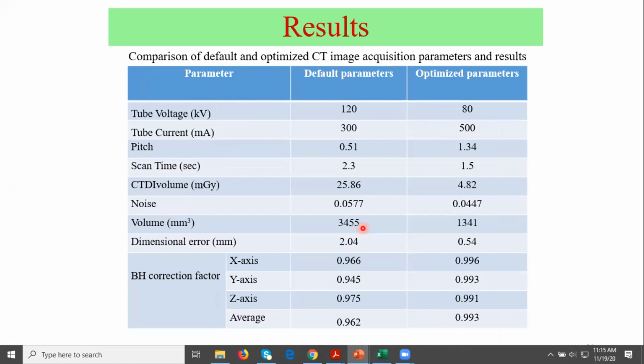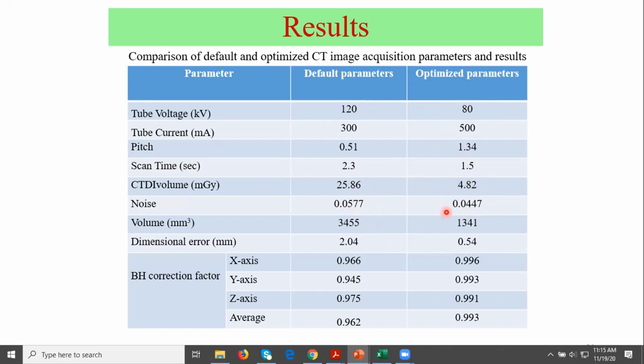So we compared with the default values: 120, 300, 0.5. How much time is taken for the scan time? 2.3 seconds is taken. Here the optimal value, when I'm taking it, takes 1.5 seconds when doing the calculation. When we minimize the time, the absorbed energy is automatically minimized too. So that's why we can reduce the radiation dose to the patient. Now you can see 25.86 milligauss reduced to 4.82 milligauss. This much difference we reduced, nearly 20 milligauss can be minimized when we use these optimal values.